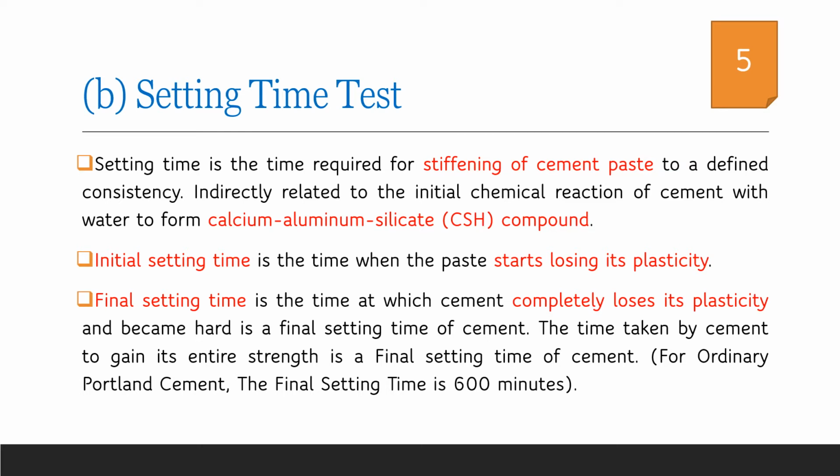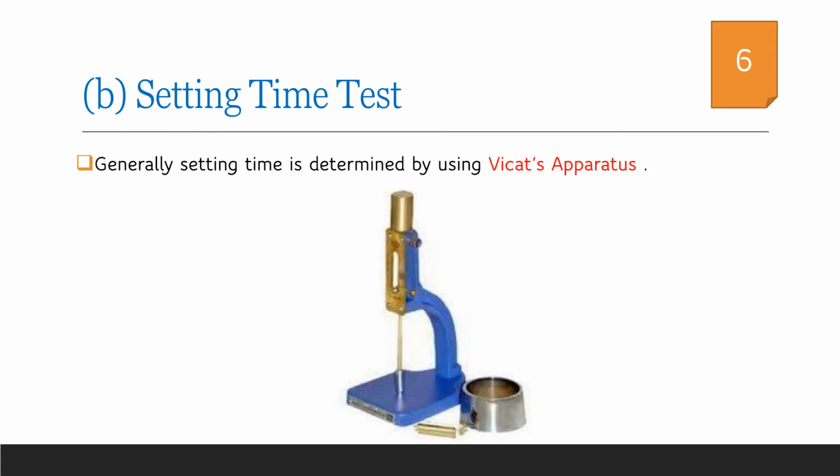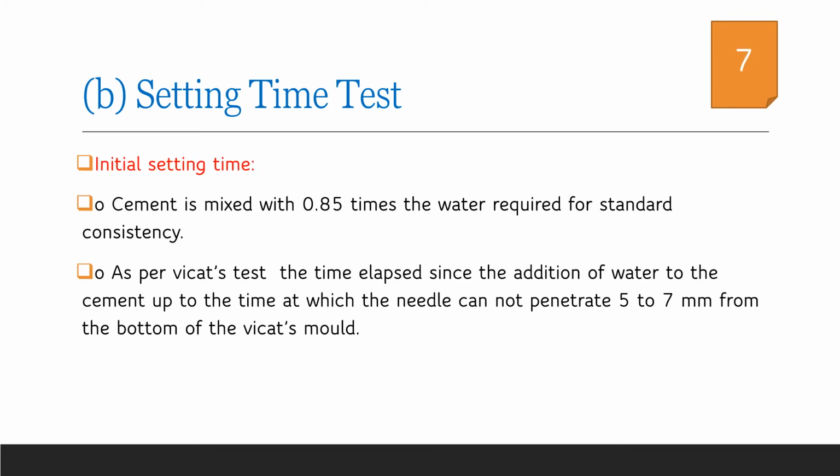Final setting time is the time at which cement completely loses its plasticity, or it becomes hard. For OPC cement, the final setting time is around 600 minutes. However, the initial setting time and final setting time vary depending upon the type of cement. The Vicat apparatus is used for this test. Let us discuss the procedure for initial setting time.